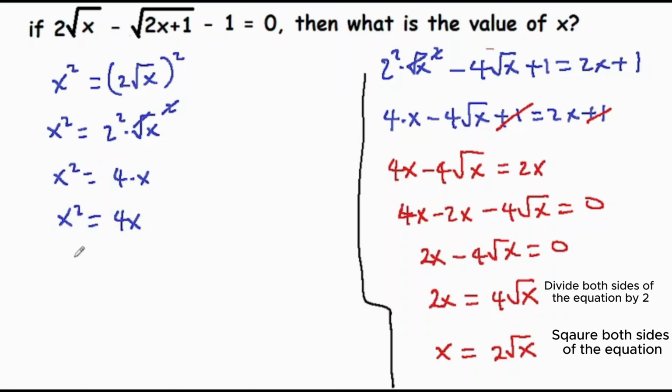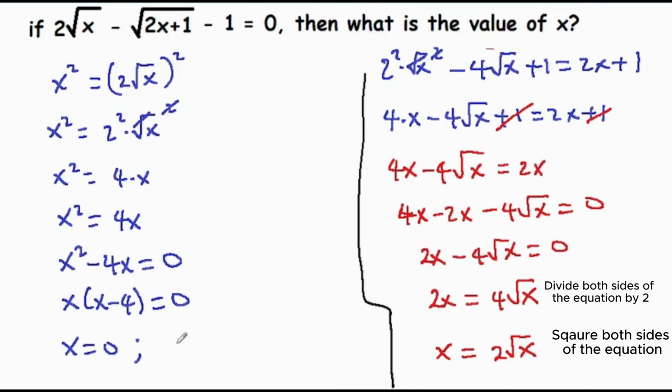Right, so let's subtract 4x from both sides of the equation. x squared minus 4x equals 0. So we can factorize: x bracket x minus 4 equals 0. Alright, so we have two solutions here. x equals 0. So let's equate the second factor, that's x minus 4 equals 0. So add 4 to both sides of the equation, so we have x equals 4.